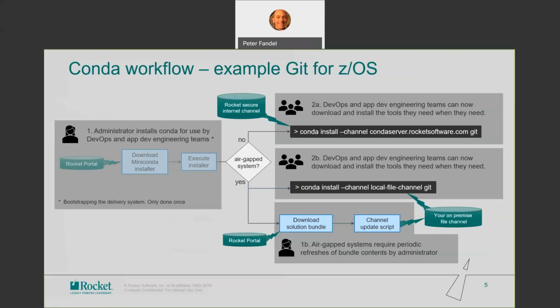You would have to redo this periodically to refresh the contents of your file channel. So there's a little bit of maintenance overhead to using a file channel, but it's still a significant improvement over the existing methods for software delivery on the mainframe.